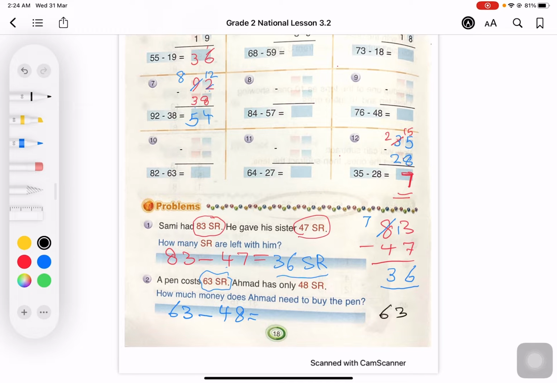Okay, so you are going to subtract 63 minus 48. Now, can you take 8 from the 3? No. Borrow. This will be 5. This will be 13. 13 minus 8, the answer is what? 5. Now 5 minus 4, the answer is 1. So the final answer is 15. 15 what? Riyal. So Ahmed needs 15 riyal if he wants to get the pen. هو ما معه فلوس كفاية.